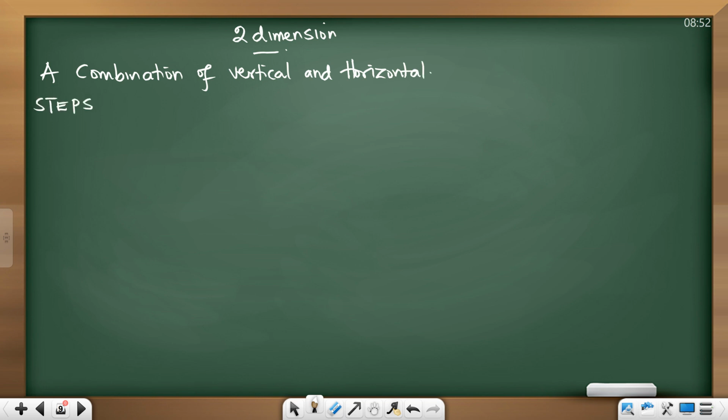Steps. Number 1: combine all linear vectors.